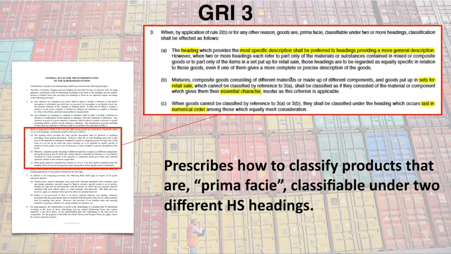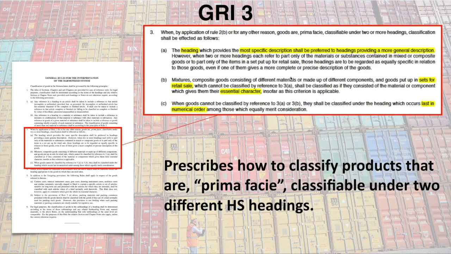Of this rule 3, and applies only where goods cannot be classified by application of rule 3a or rule 3b. This method provides that goods should be classified in the heading which occurs last in the numerical order among those which equally merit consideration and determine their classification.